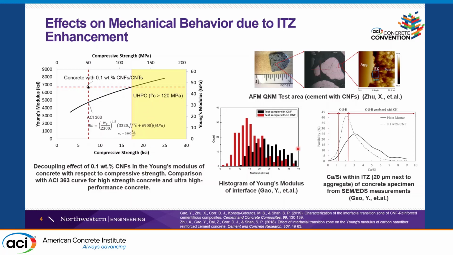From data from a previous student in our group, Yuan Gao, she was working on the interface between aggregate and the cementitious paste phase, and she found that there was an increase of calcium silicate hydrates in that region and an increase in the elastic modulus with atomic force microscopy of the samples that have the 0.1 weight% of CNT.